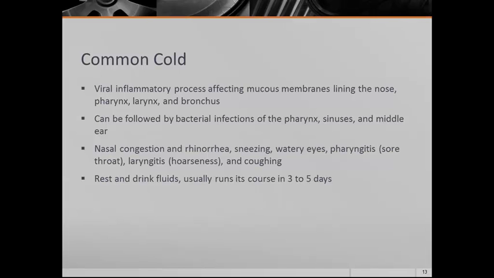The common cold is usually a viral infection, so we cannot treat it with antibiotics. If it is a bacterial infection, which typically we don't call common colds, it would be treated with antibiotics, but this is rare.